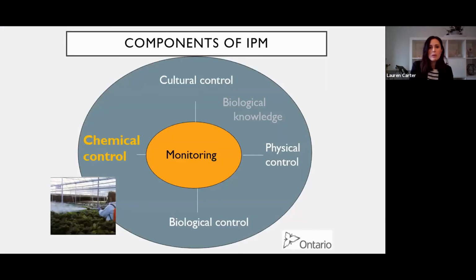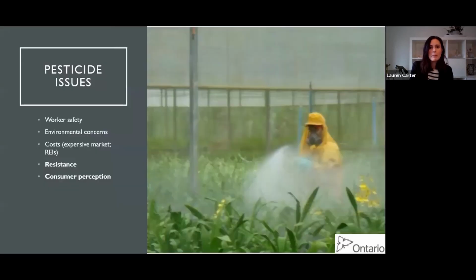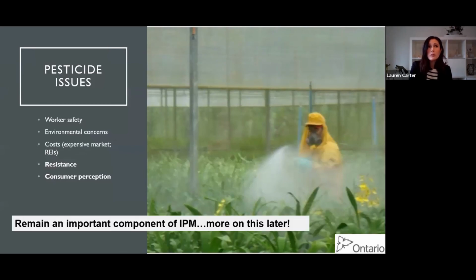So the last component is cultural or chemical control, and I'm just going to quickly touch on it. We know there are lots of issues with pesticides, things like worker safety, costs, resistance, and consumer perception. Obviously, those last two are probably the most important. But that doesn't mean we don't think pesticides have an important role in IPM. It's still an important component. You just have to approach it with care, and we're going to talk more on this later this morning.